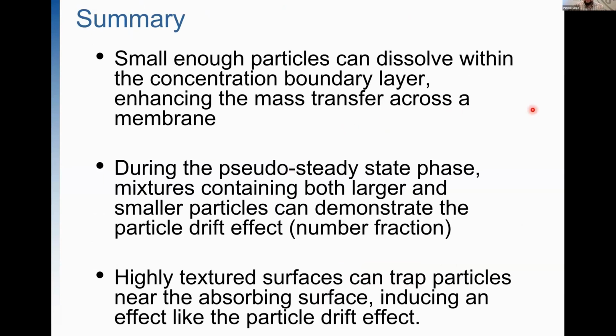So with that brief overview of that work, I want to leave just 3 points with you. First, that small enough particles can dissolve within the concentration boundary layer, which is not a physical boundary layer, but just a point in space where the gradient becomes very, very shallow for the property of interest, whether it's velocity, heat, temperature, or concentration. And when these particles move within the length scale of the concentration boundary layer, they enhance mass transfer across the membrane because they act as discontinuities in the flux profile.